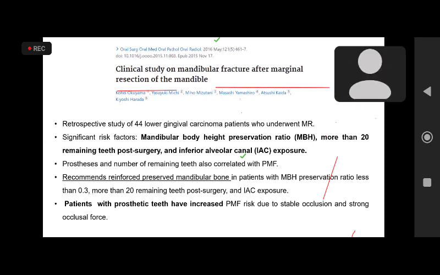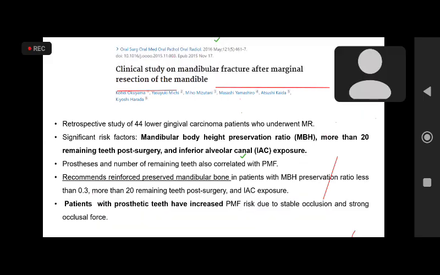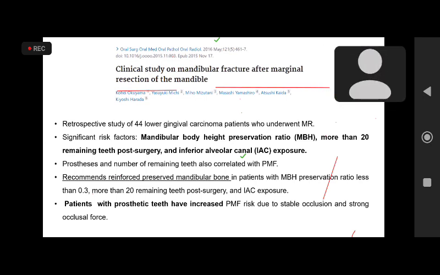So I've seen some surgeons use a recon plate after a marginal mandibulectomy. If your technique is correct, if the shape is correct, if the remnant bone is adequate, you don't need to do that. In fact, it will increase your chances of ORN. So that is one thing you should avoid.